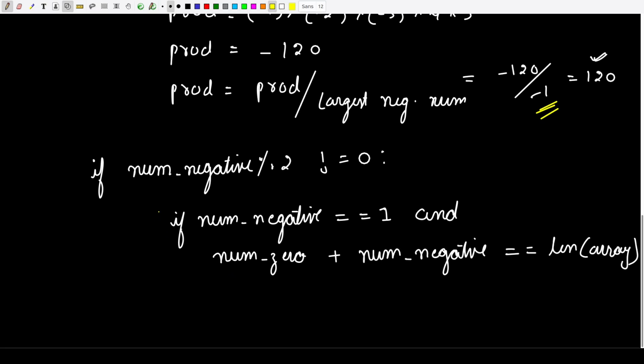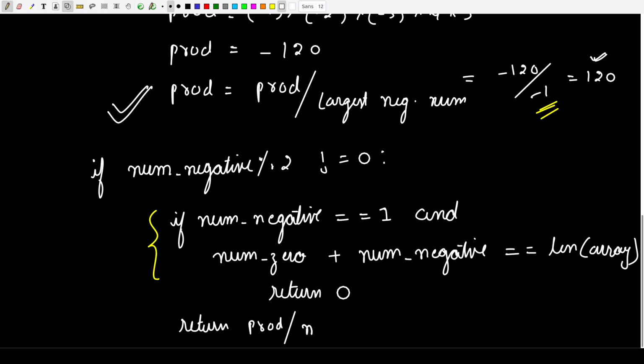So what does this condition mean? This condition simply means that within the array all numbers are 0 except one negative number. In such a case, the largest product which we will be able to obtain is 0, because of which we are going to return 0. Otherwise, if this is not the case, then we are going to apply this logic in order to get to our answer, which is return the product we have computed so far divided by the largest number we have obtained, so maximum.